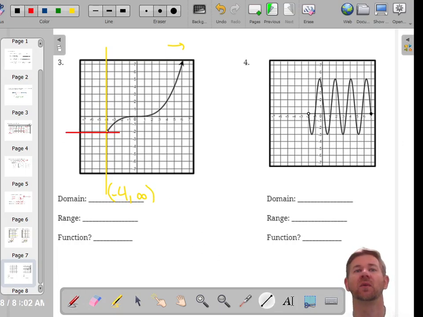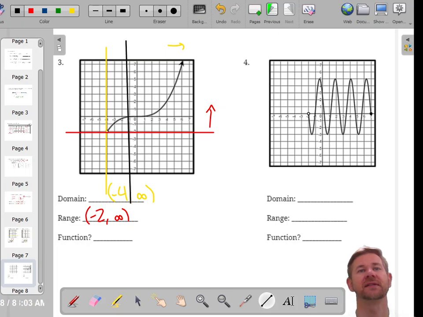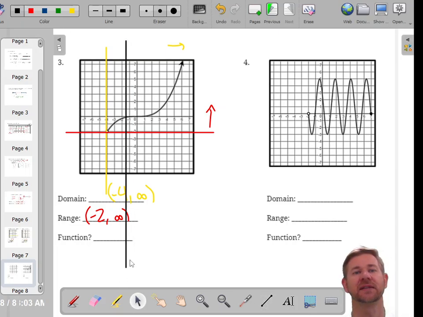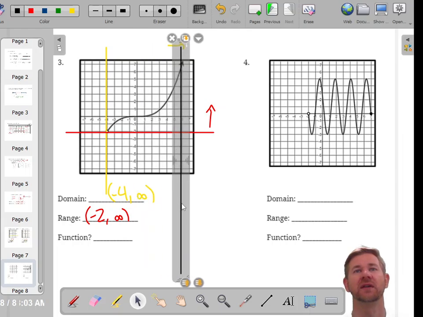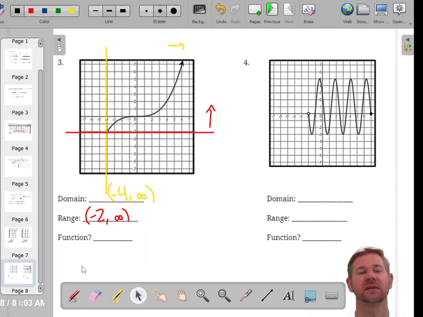For the range, we're going to look at the smallest y value. The smallest y value is negative 2, and it's still an open circle, so we use parentheses. And it goes up forever, so we say to positive infinity. Is this a function? If you do the vertical line test, I think it passes the vertical line test, so this intersects once. We're fine. This is a function. Yes.